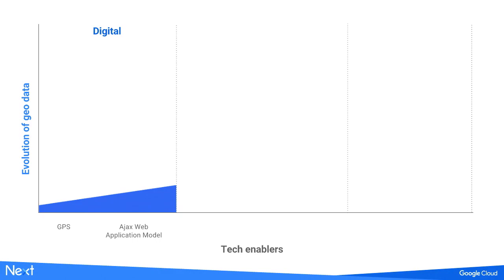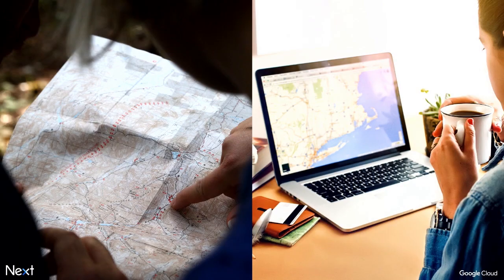So let's look at this progression. For hundreds of years, we used paper maps to navigate. And then just 20 years ago, Ajax brought maps to the digital world. This enabled the first ever Google Maps product, a map that could be explored in your web browser. We designed our first directions offering to help these desktop users plan their journeys ahead of time.